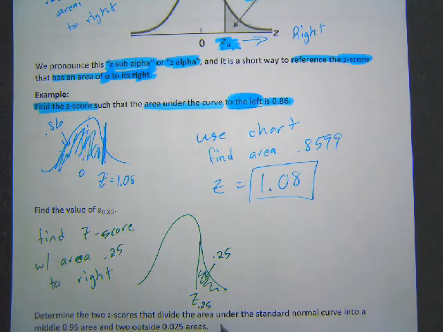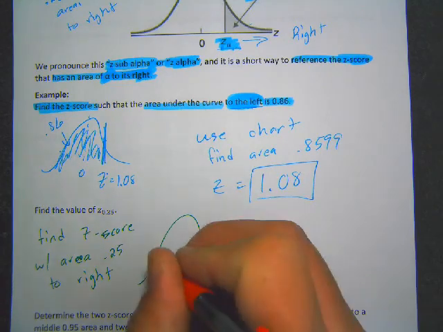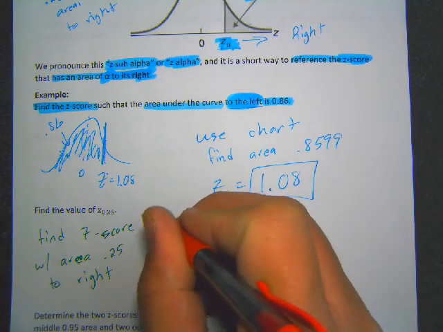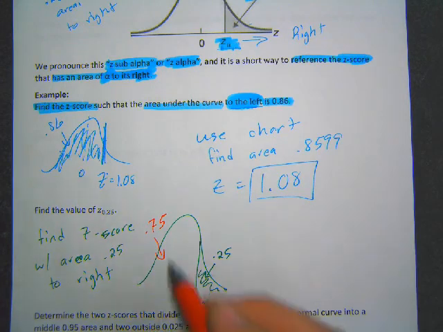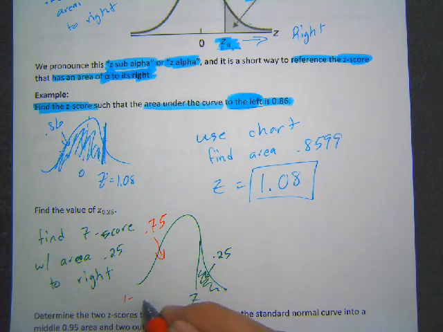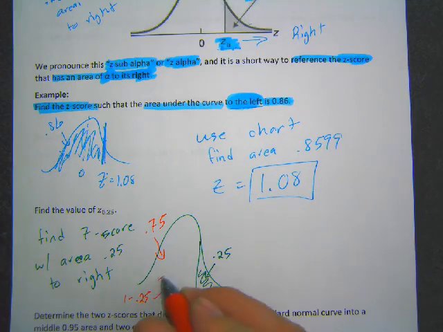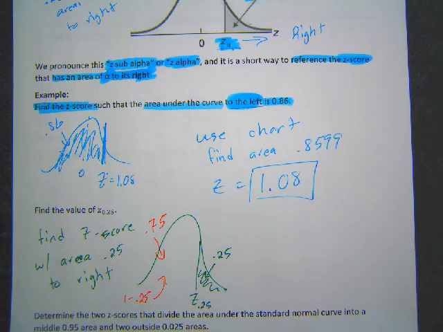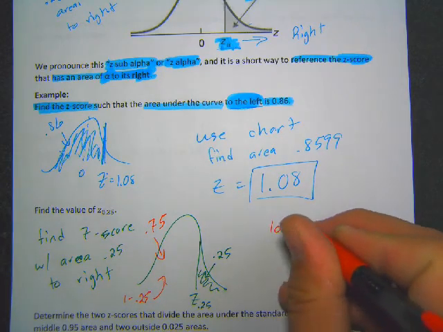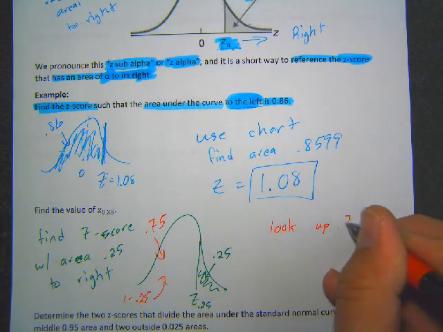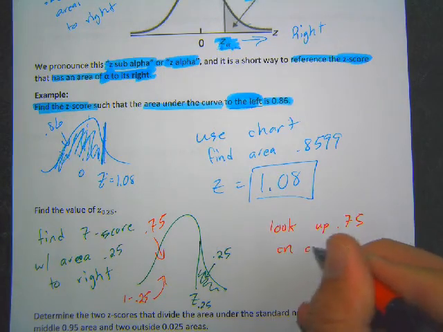Well, the trick here is that instead of actually using the 0.25, we're going to use the opposite piece, this piece here. Note that if this is 25% of the data, well, this one's got to be 75% or 0.75. Because together these have to make 100% of the whole thing, right? So this one, we just do 1 minus 0.25. And that's how we get this 0.75. So we can actually look up 0.75 on the chart.